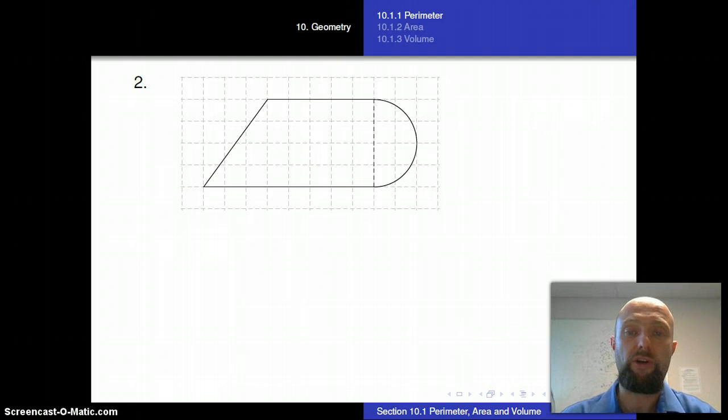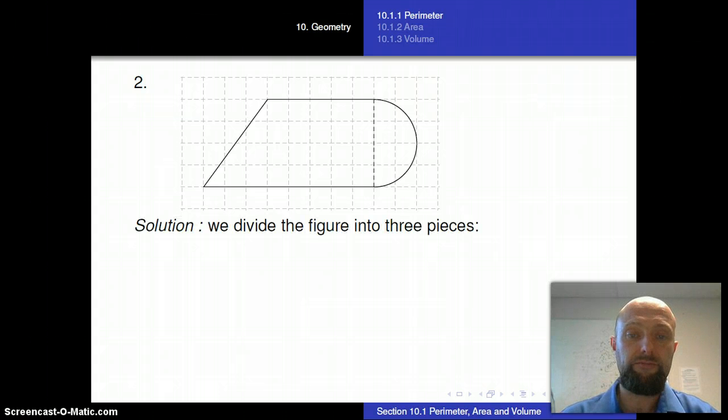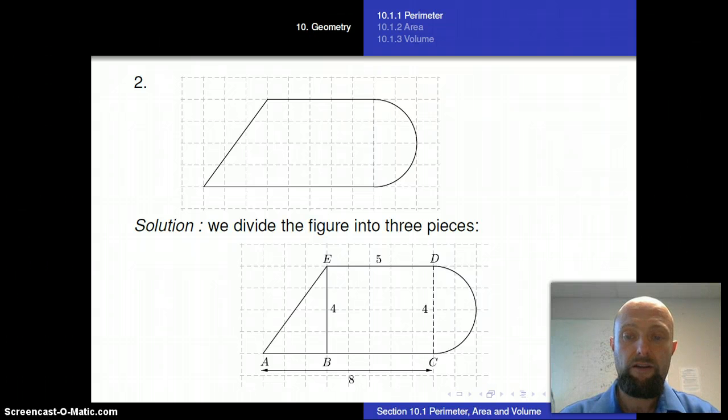Question 2. What is the perimeter of the following figure? We divide the figure into 3 pieces. And we can already find quite a bit of lengths or distances in this picture. The length AC is 8, the length ED is 5. The distance DC is 4, the distance EB is 4. Now, to find the perimeter of this figure, we will need to figure out what the length AE is.